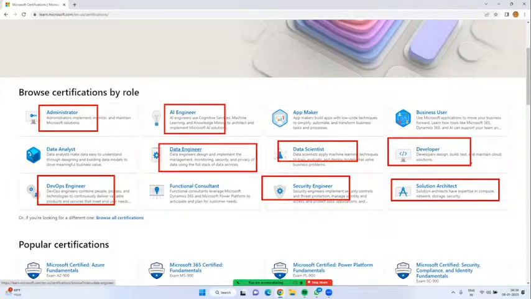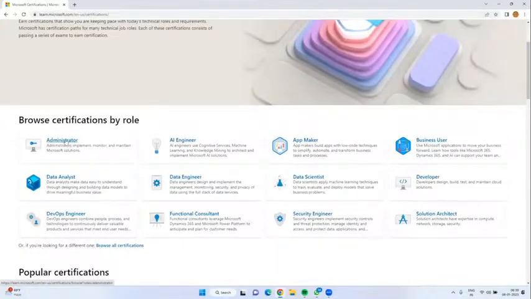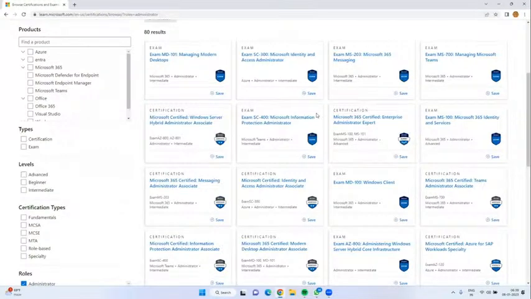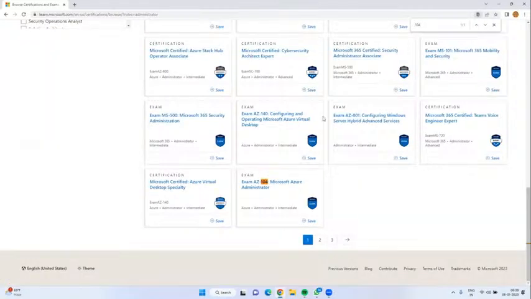The other one is developer. I am looking for administrator with DevOps. In the same way we have developer and solution architect. Now just go for administrator. See, what is the Azure administrator certification paper? 104. Just search it. And this is the 104.